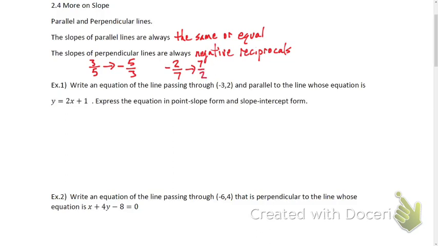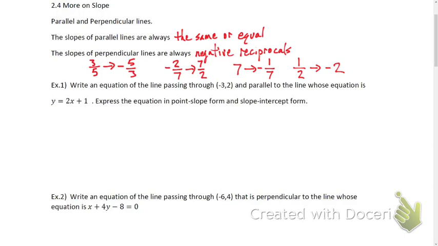If I have a 7 for a slope, I have to turn it into a fraction. So picture a 1 underneath it, flip it, and we get 1/7 and make it negative. Likewise, if I have a 1 in the numerator, my negative reciprocal becomes negative 2. All right.